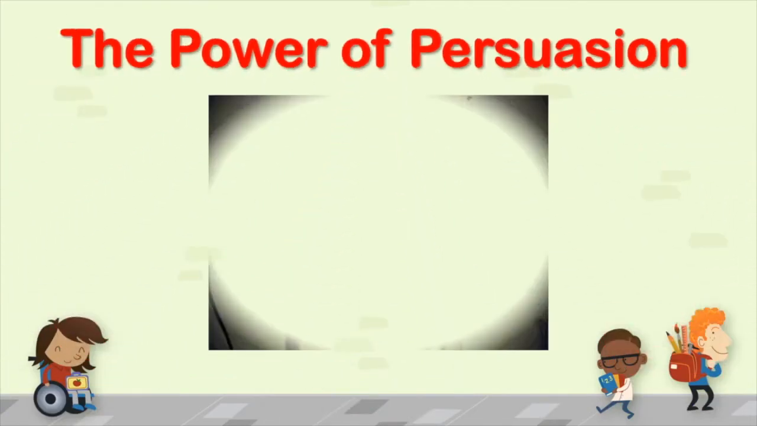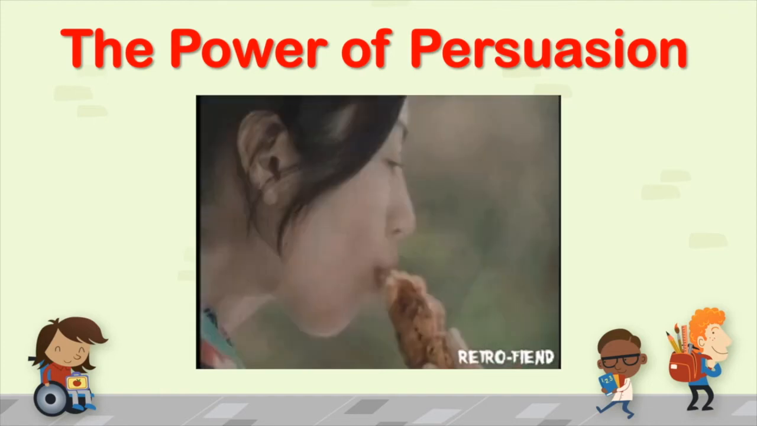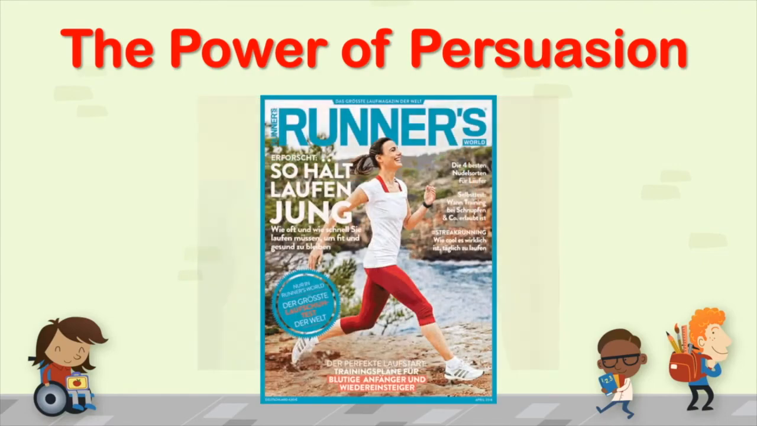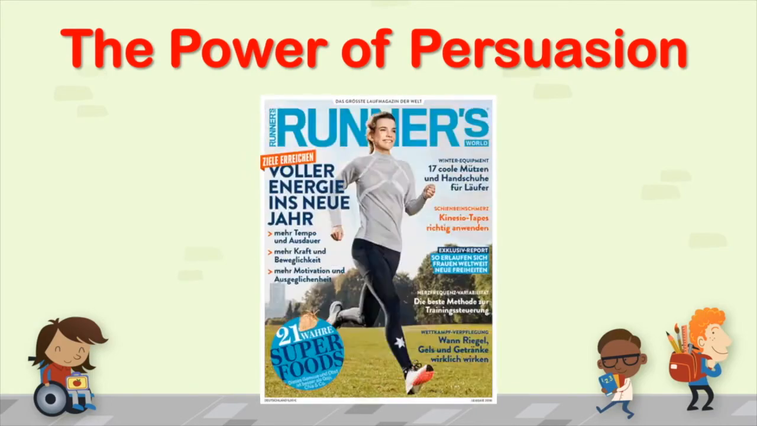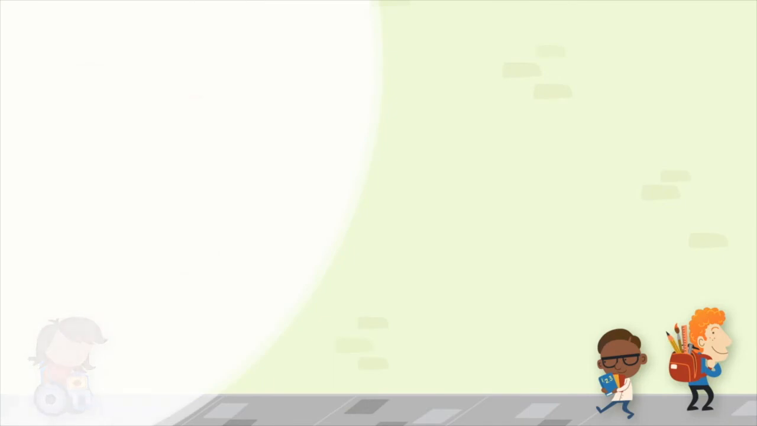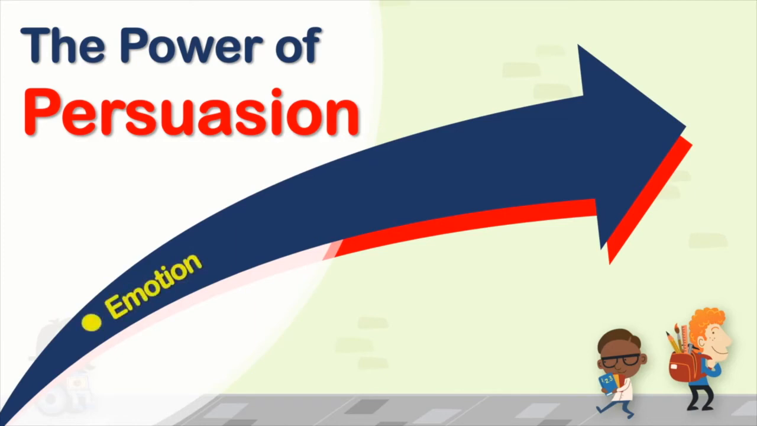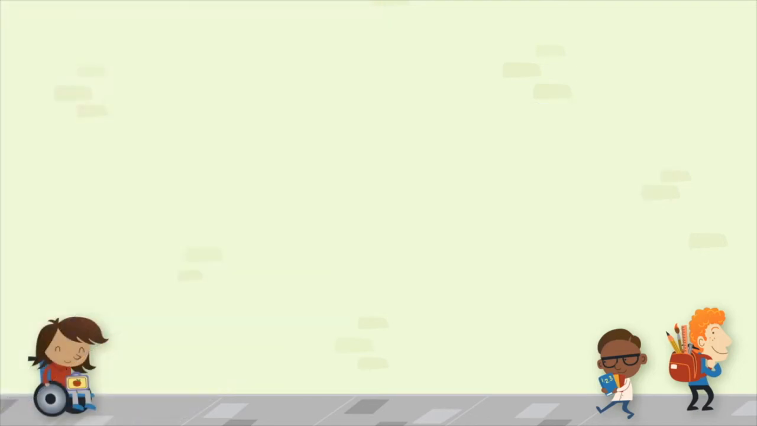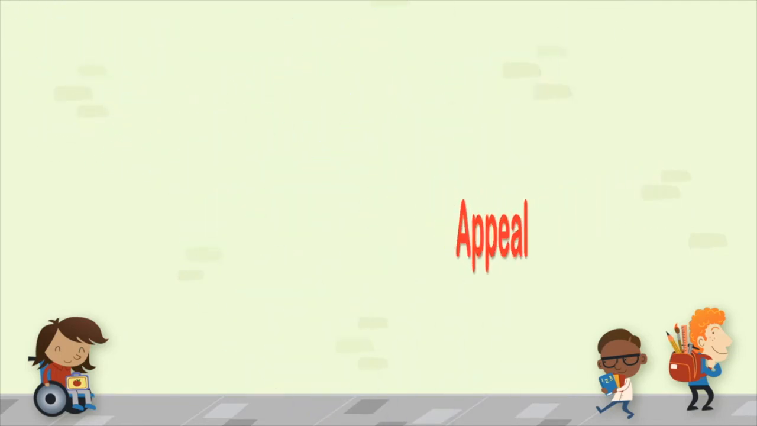Media used to convince the audience include the radio, television commercials, newspapers, magazines, and much more can be used to persuade your audience. The writer may wish to persuade the audience in one of three ways: emotions, character, and reason. Today, we will focus our attention on persuasion through emotional appeal. Let's have a look at this video.